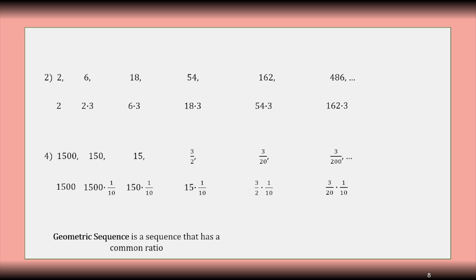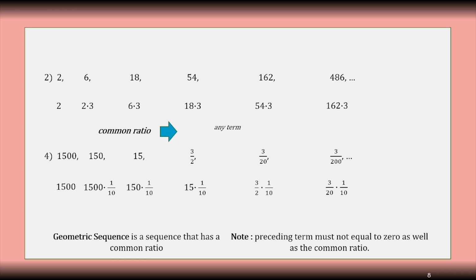So, what is a geometric sequence? It is a sequence that has a common ratio. Mamaya identify natin kung ano yung common ratio. So, note that the preceding term must not equal 0, as well as the common ratio. Bawal maging 0 yung ating preceding term and the common ratio. So, let us identify the common ratio. How are we going to solve for the common ratio? Common ratio can be solved when we divide any term by its preceding term.